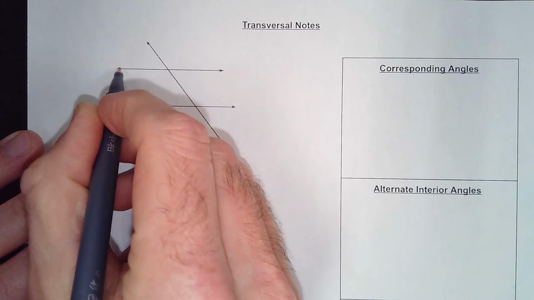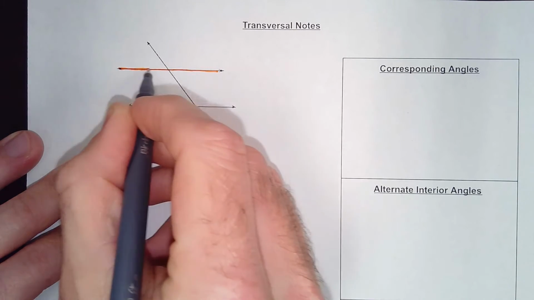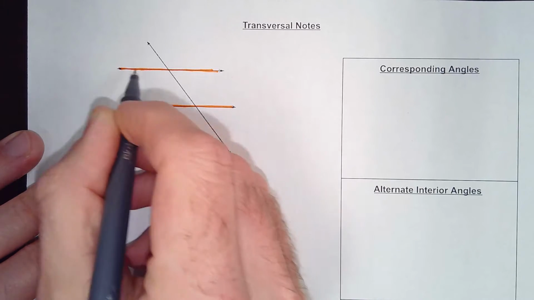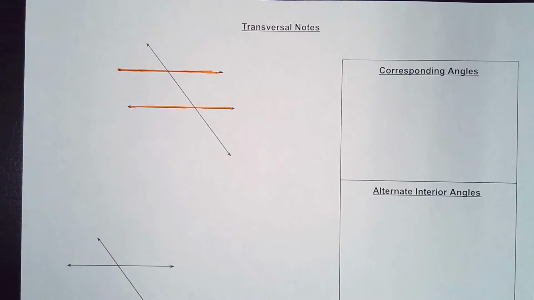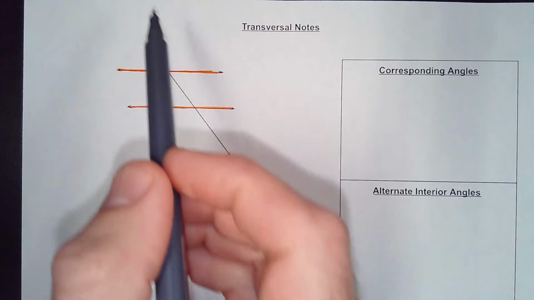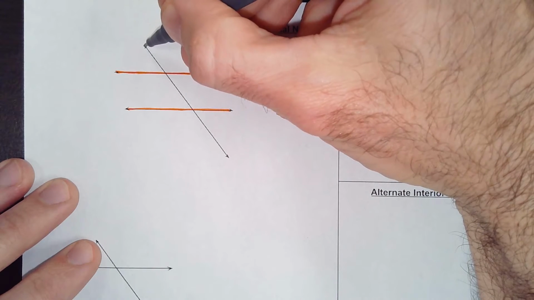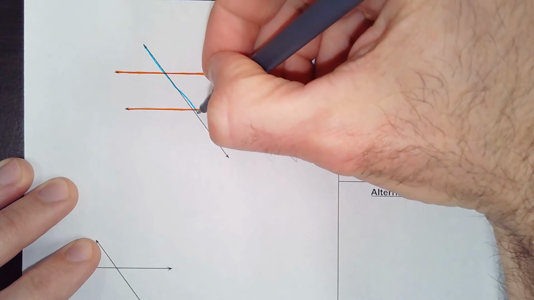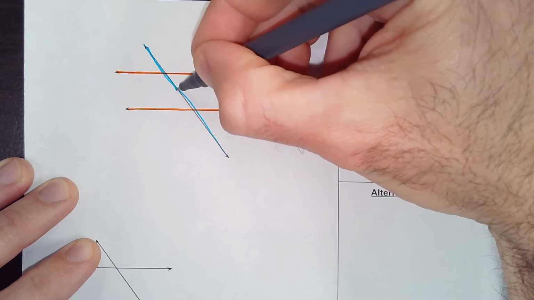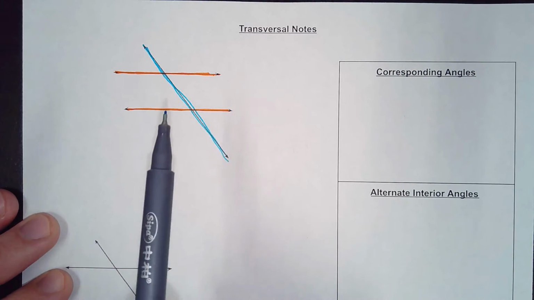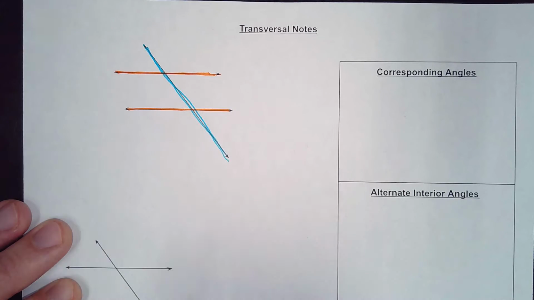The first thing, let me color the lines here so we can see. If we imagine these are parallel lines, transversals work when we have two parallel lines that are intersected or crossed by another line. So we have two parallel lines, and then a line that intersects them both. Here are our parallel lines in orange, and this blue color is the line that intersects them.